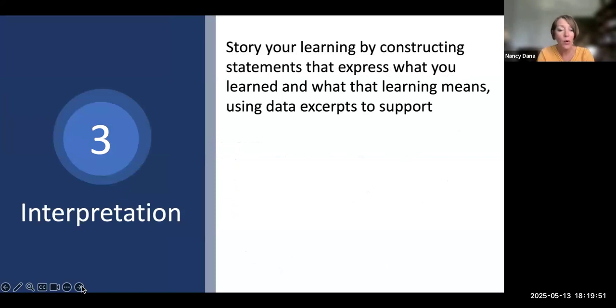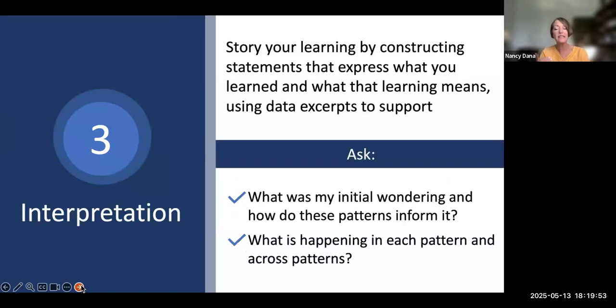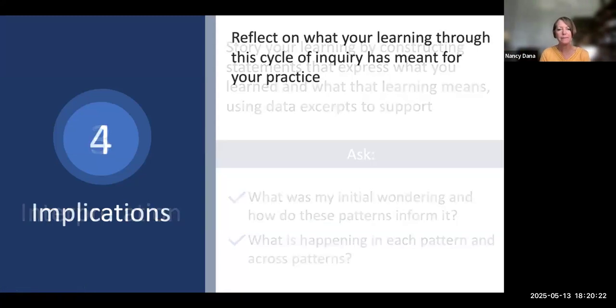Again, some questions that will help you make sense of this description of the interpretation step is asking yourself as you look at your data, what was my initial wondering, and how do the patterns that emerged in the sense-making stage inform my question that I have hanging up in front of me to keep me focused? And then a second question is, what is happening in each of the patterns I see and across patterns?